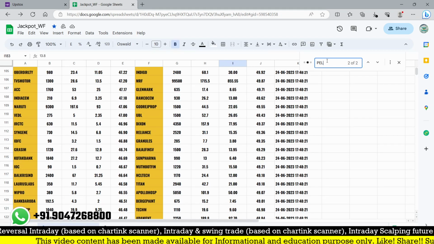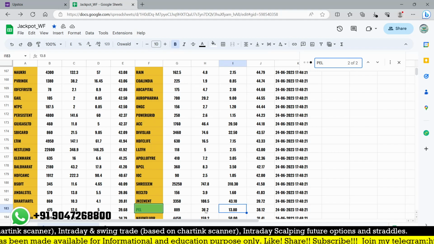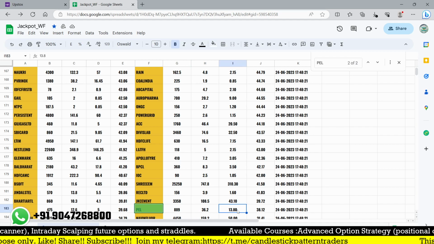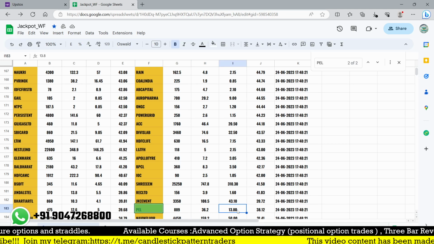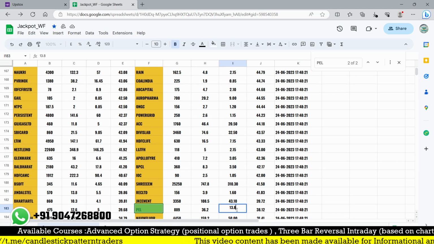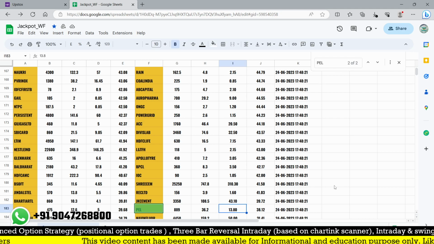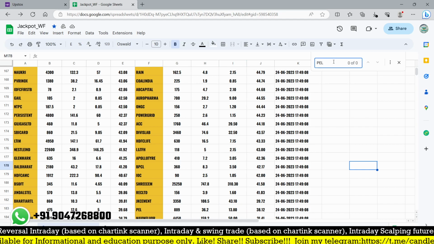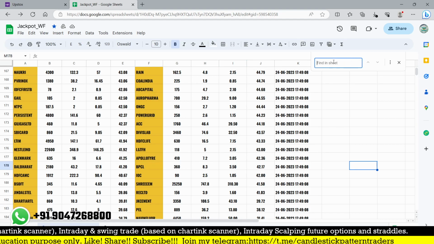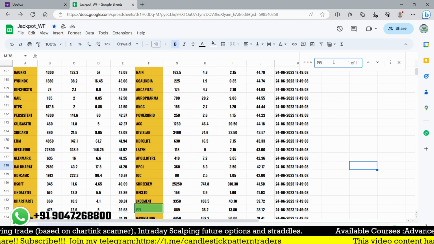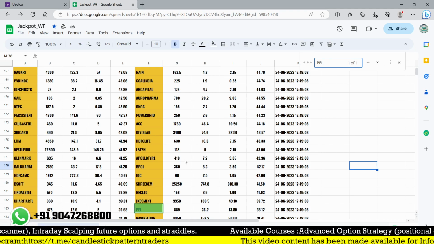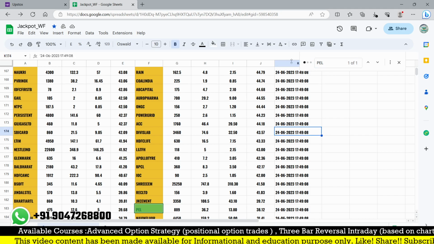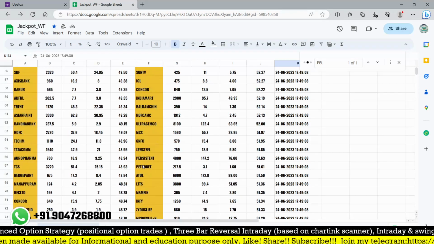PEL, where it is 36. Yeah, 36 entry, current premium which is traded 13.8 on the call side. Premium on PEL, some issue, internet issue. Okay, I hope you understood the near OTM options.